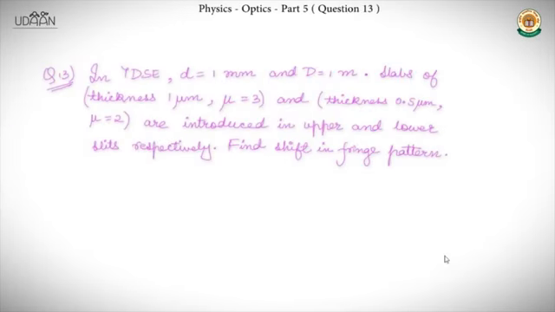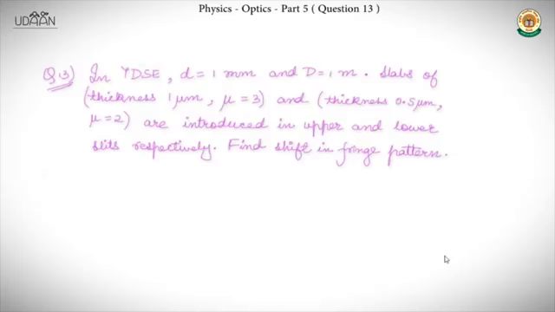In Young's double slit experiment, we are given the data that small d is equal to 1 mm, which is the distance between the two slits, and capital D is equal to 1 meter, which is the distance of the screen from the slits. Two slabs whose parameters are given, that is, the first slab has a thickness of 1 micrometer and refractive index 3, and the second slab has a thickness of 0.5 micrometer and a refractive index 2, are introduced in the upper and lower slits respectively. So this is different from a typical YDSE setup, and we are required to find the shift in the fringe pattern.